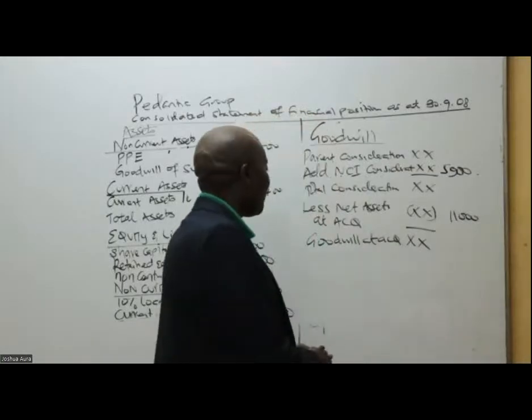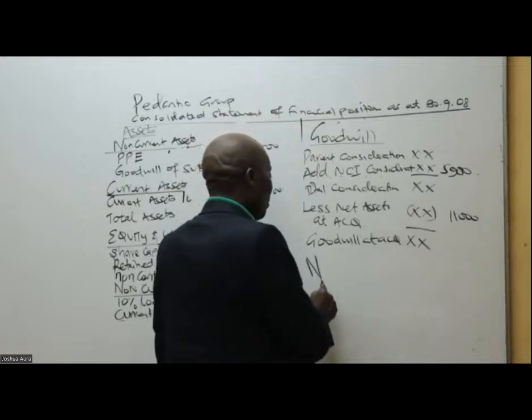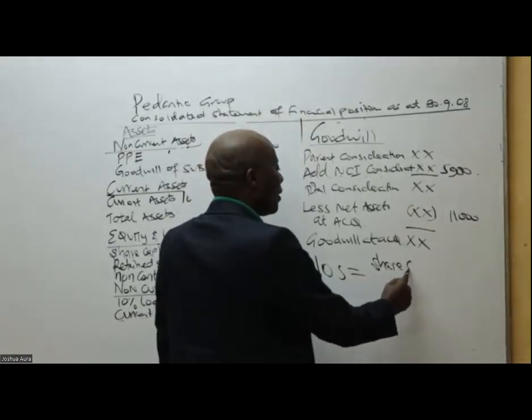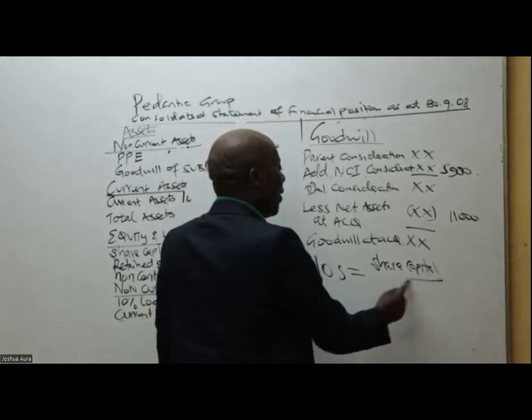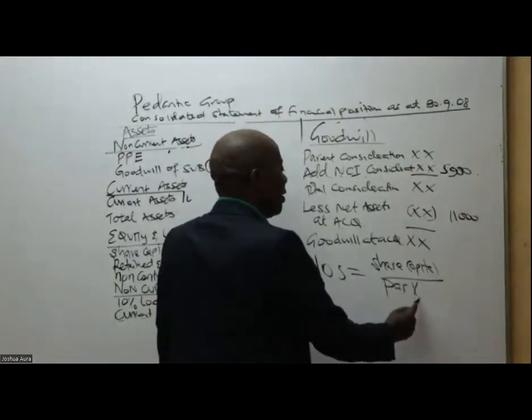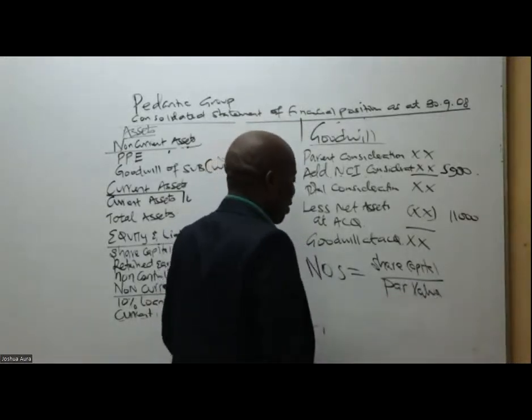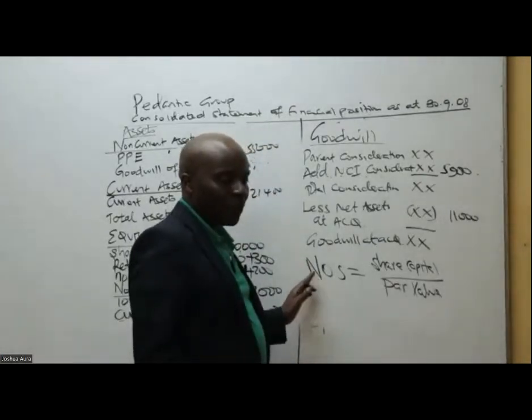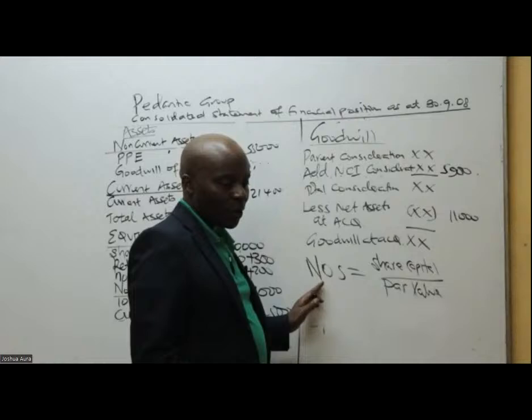They are telling us something very nice. To get what we popularly call the number of ordinary shares, we normally take the share capital divided by the par value. No stands for number of ordinary shares.